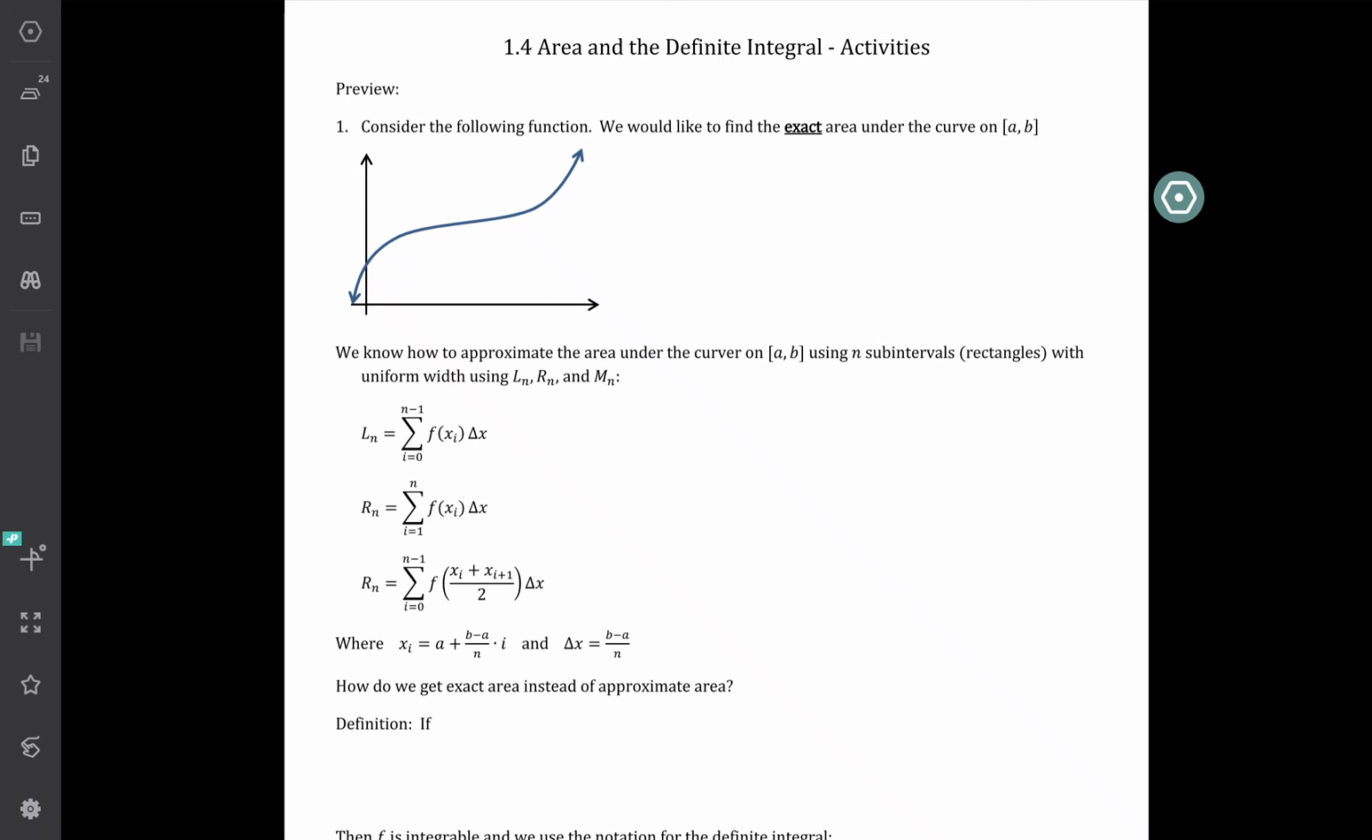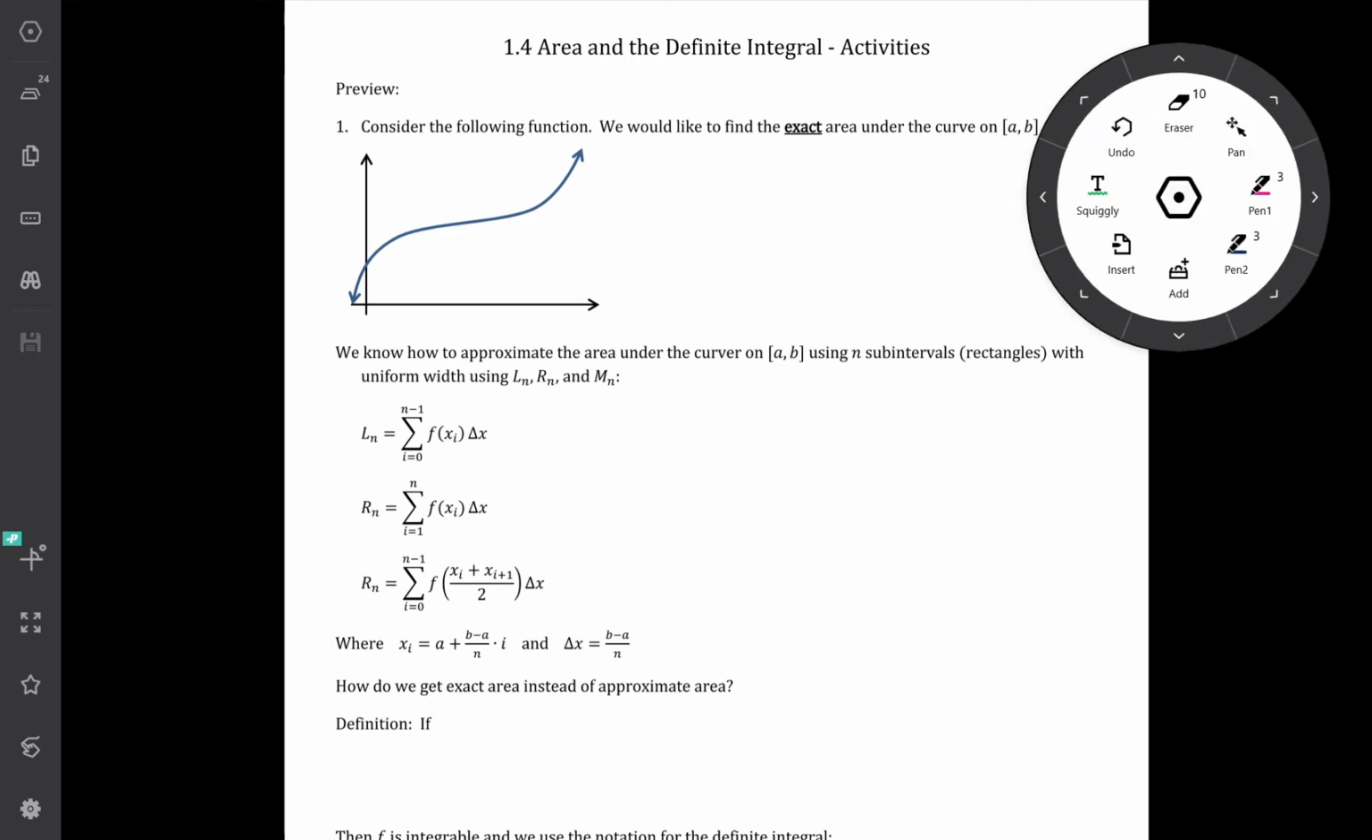Hi everyone. In this video we're going to start on 1.4 where we connect this whole area problem with the idea of a definite integral. A lot of what goes on in here is just formalizing what we're doing even a little bit more and attaching some notation to the exact area under the curve as opposed to just the approximate area that we've been working with.